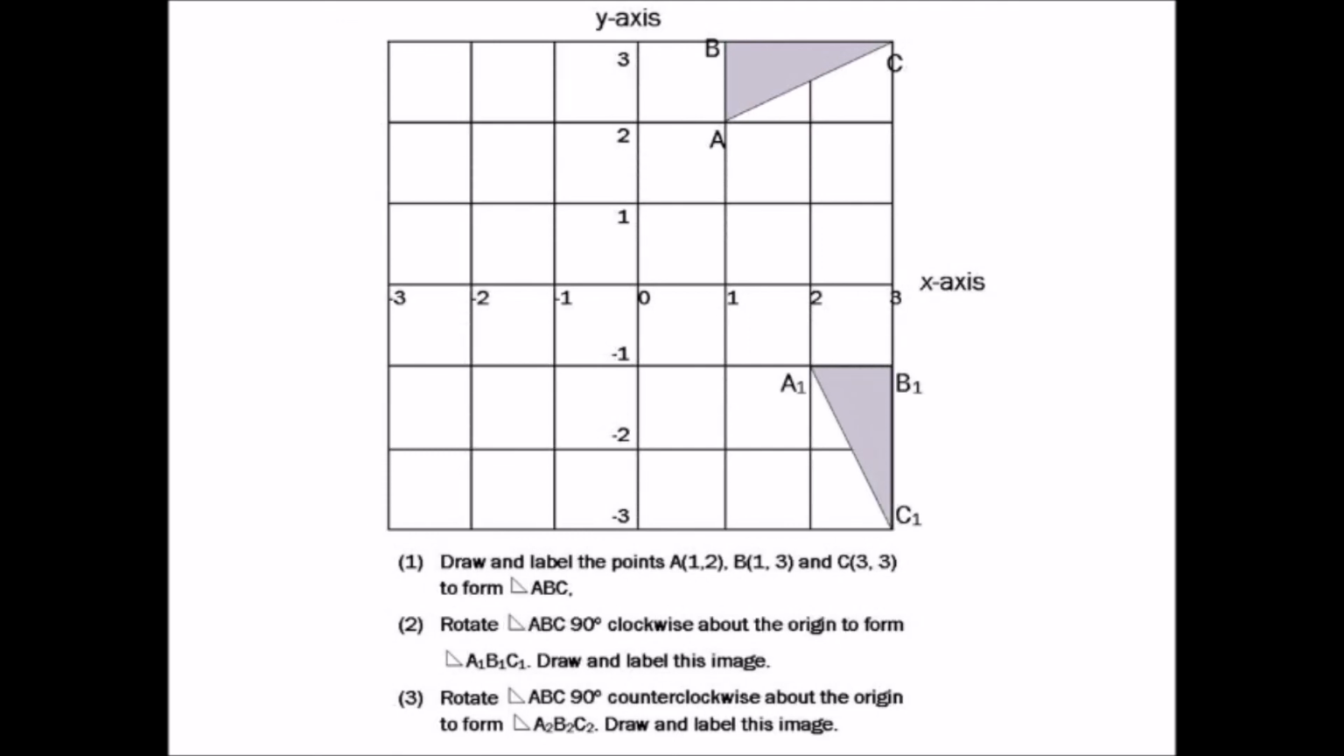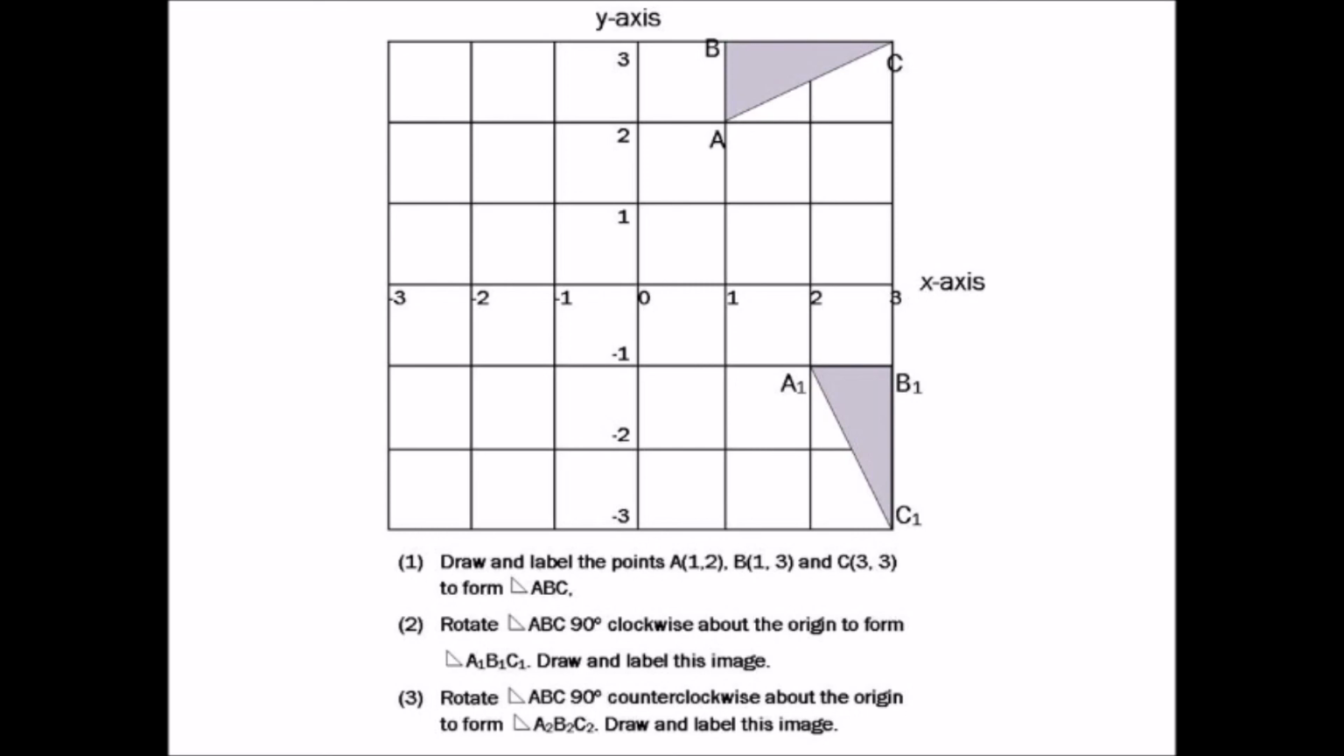There you have it. That's the image you would get when you rotate it 90 degrees clockwise about the origin, and you label it A1, B1, C1. Now that's done. Remember, you have to do 3. Rotate triangle ABC 90 degrees counterclockwise. So let's see if you can get that one done and get that correct.